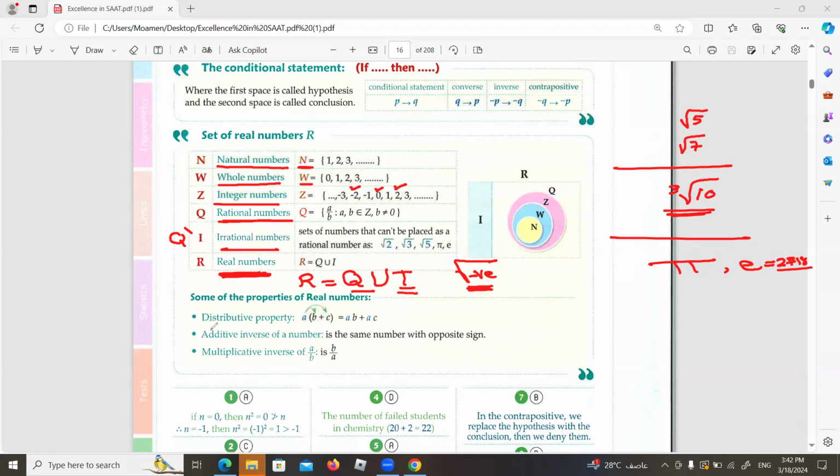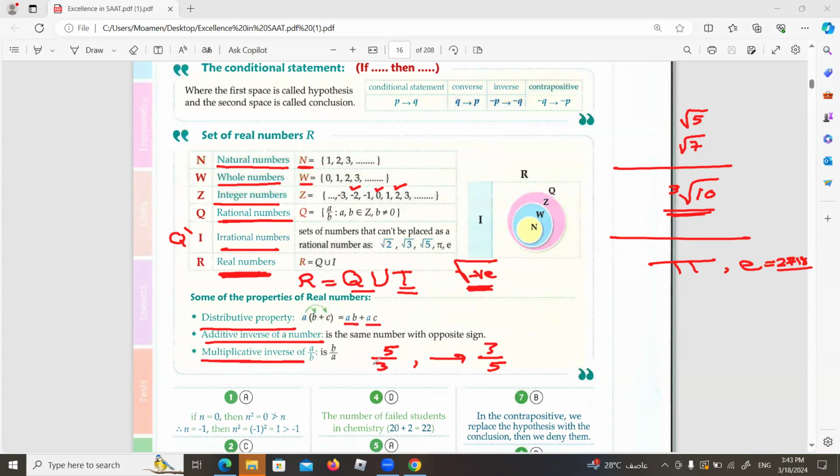We have some properties for the real numbers. The distributive property: if you multiply A by the parentheses, you multiply A by the first and multiply A by the second. So the answer will be A times B plus A times C. Additive inverse of a number means change the sign. If it's positive, we write it as negative. If it's negative, we write it as positive. Multiplicative inverse of a number, we flip the number. It means if we have 5 over 3, its multiplicative inverse, the reciprocal, is 3 over 5.